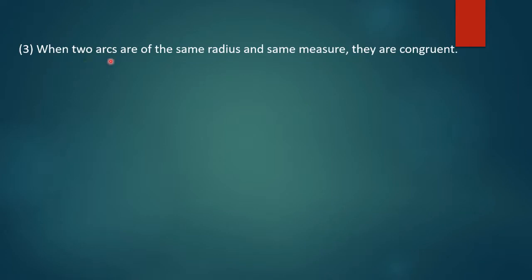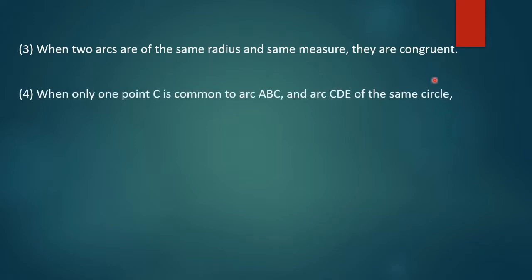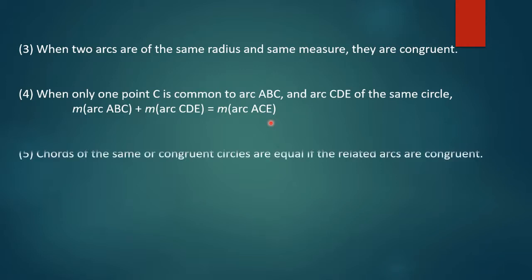Third, when two arcs are of the same radius and same measure, they are congruent. Fourth, when only one point C is common to arc ABC and arc CDE of the same circle, then we can say measure of arc ABC plus measure of arc CDE is equal to measure of arc ACE. This was the property of sum of measures of arcs.